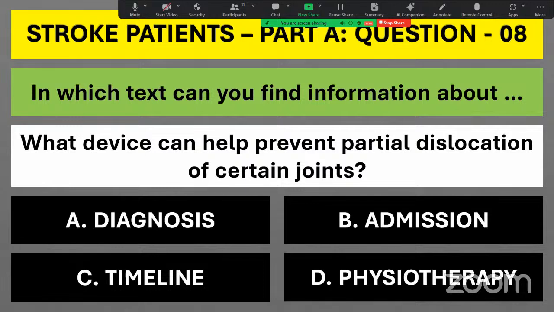All of you write A, B, C, D. Then I will take you according to your order. Who got more marks? A, B, C, D. I'll take you there. Come on. What device can help prevent partial dislocation of certain joints? Today I'll give you most of the synonyms which will be repeated always.